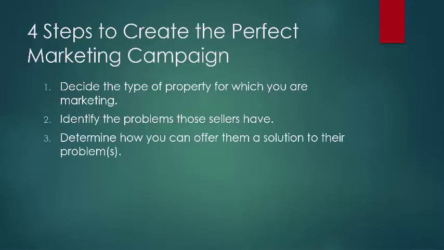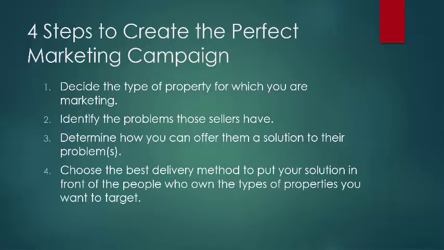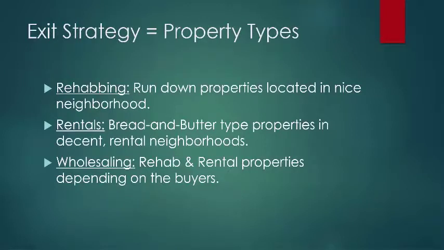Next, we want to determine how we can offer them a solution. So we identify the problem and figure out how we can solve that problem. And then last, choose the best delivery method to put your solutions in front of the people who own the types of properties you want to target. Okay? So again, step number one, figure out what kind of property you want to buy. Number two, figure out the problems of the sellers that have those properties. Three, determine the solution. And four, figure out how you can get in front of them.